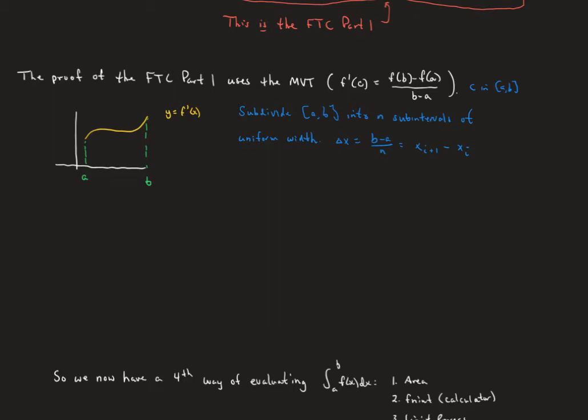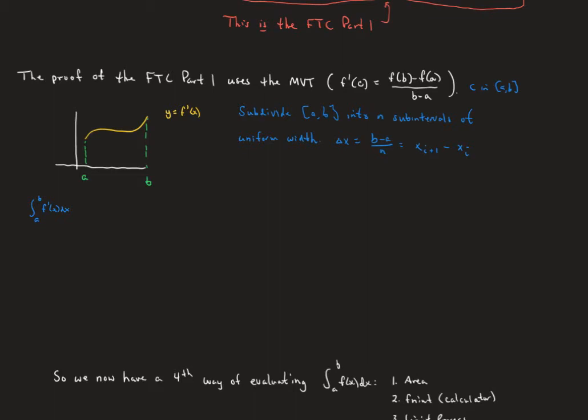So here's a picture. We have this yellow function, which we're calling the derivative function, f prime. We have an interval going from x equals a to x equals b. And remember, ultimately what we're trying to do is evaluate the integral from a to b of f prime of x dx. And we're going to try to claim that that's going to be f of b minus f of a. And that's what we're going to try to show.